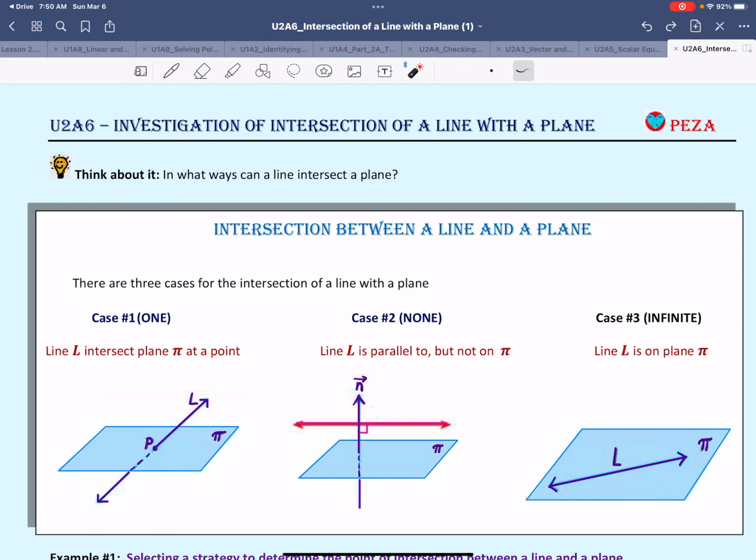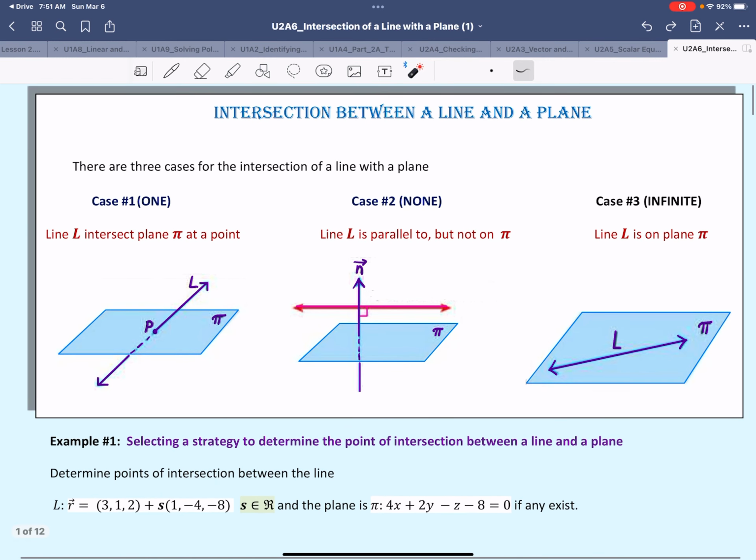We're about to start lesson U2A6, where we'll go over the intersection of a line with a plane. Before we get started, I suggest you grab a piece of paper and a pencil or a pen and try to follow me through the different cases of how a line and a plane can intersect.